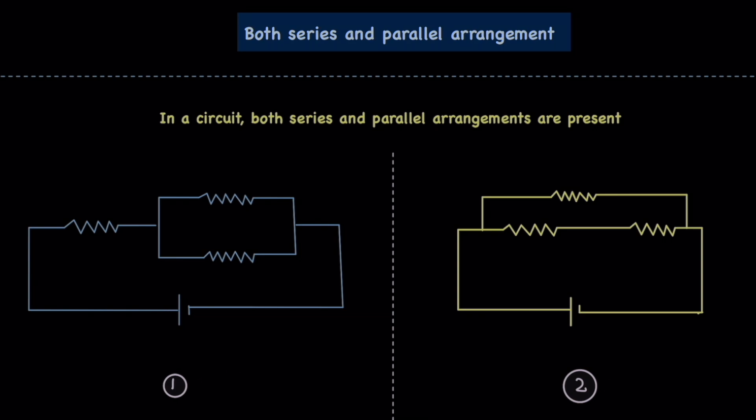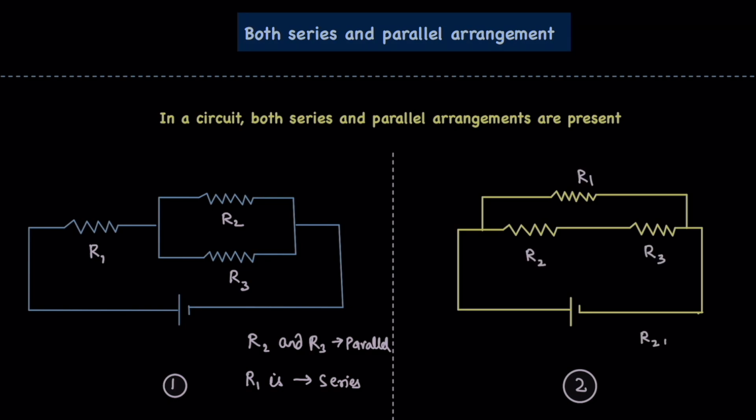In figure 1, if we consider this as R1, R2 and R3, then R2 and R3 are in parallel and R1 is in series. Similarly, in the second figure, R2 and R3 are in series and R1 is in parallel.